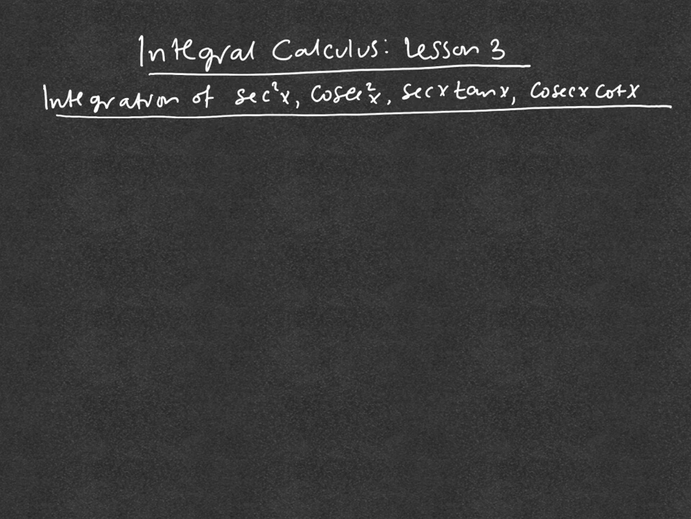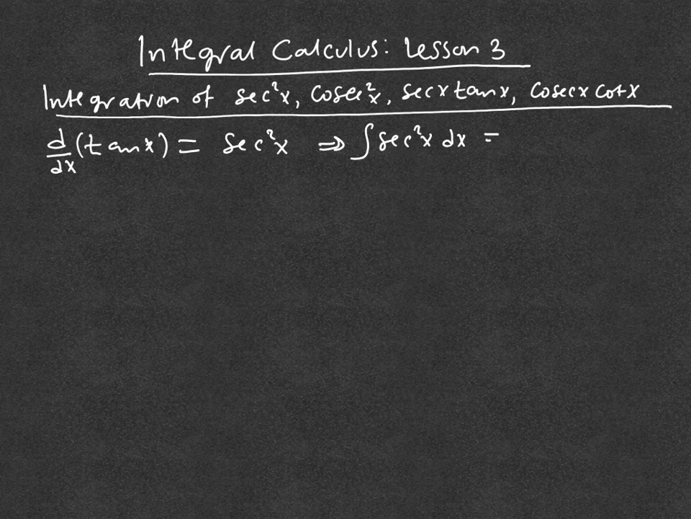These integrals are developed from differentiation. We must know what we differentiate to get sec squared x, cosec squared x, sec x tan x, and cosec x cot x. We know that d by dx of tan x is sec squared x. So what does it mean? If we integrate sec squared x dx, it will give you tan x plus c. Careful here, I'm saying the integral of sec squared x, not the integral of sec x. Remember, we are recognizing functions and their derivatives. So we are looking at sec squared as coming from tan. When you differentiate tan, you get sec squared. So integrating sec squared will give us tan x.